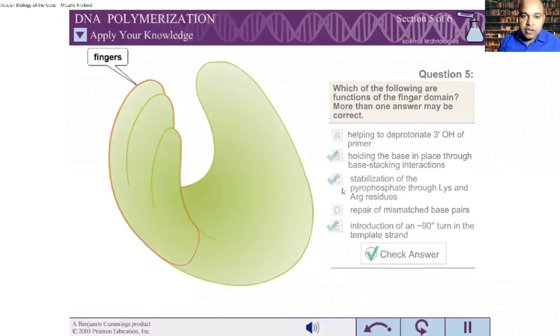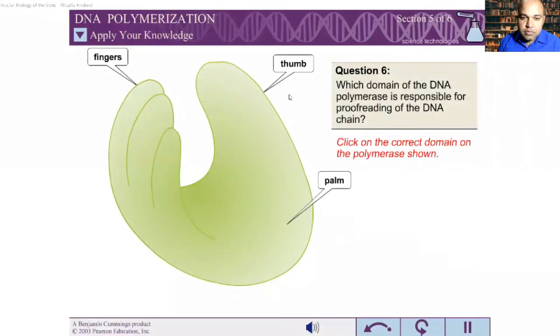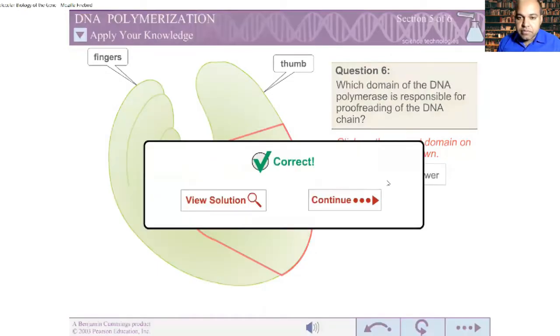Question 6. Which domain of the DNA polymerase is responsible for proofreading of the DNA chain? Which of the following domains of the DNA polymerase is responsible for the proofreading activity? It is the palm domain that performs the proofreading activity in the DNA polymerization reaction. Correct.